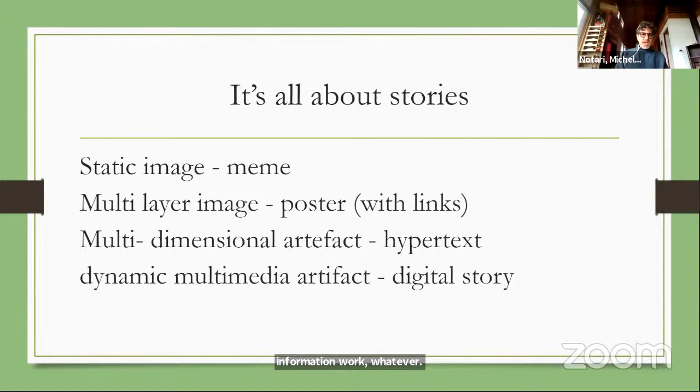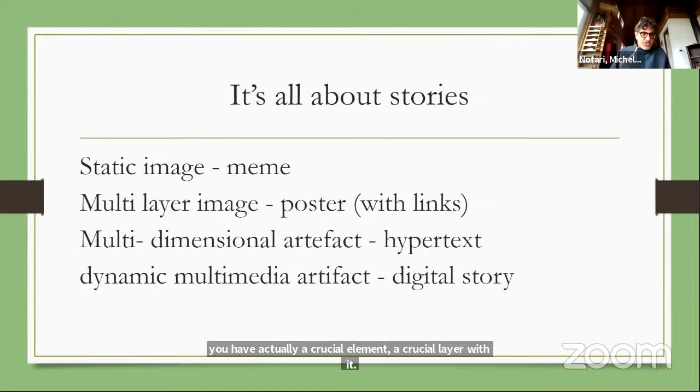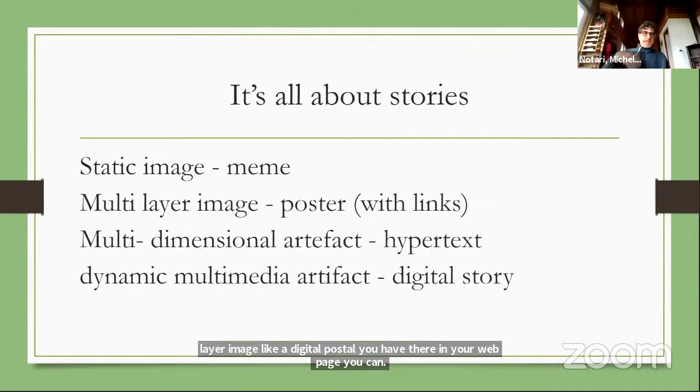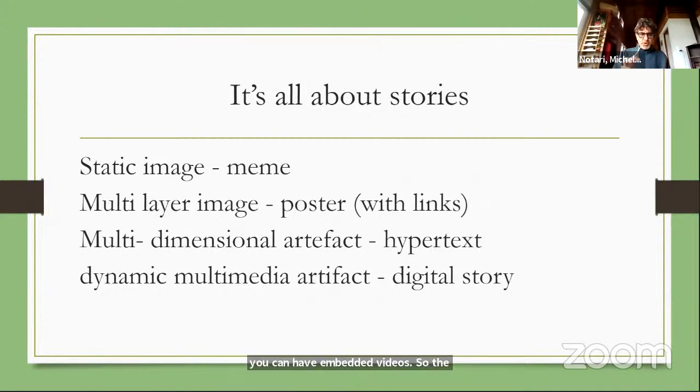The third task was about creating a multidimensional artifact, which is a hypertext. There, of course, I was trying to emphasize navigation, because there you have a crucial layer added to a multi-layer image, because each page of your hypertext may be a sort of multi-layer image, like a digital poster you have on your web page. You can have text, images, memes, links, embedded videos. So the multi-dimension is something important about this type of artifact, which is called hypertext. And there you have other meanings and importance of different elements, like the navigation.